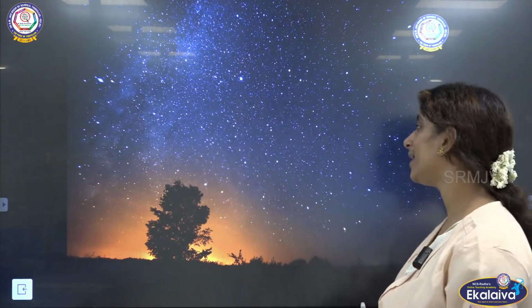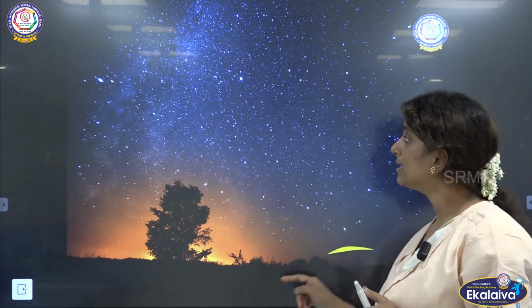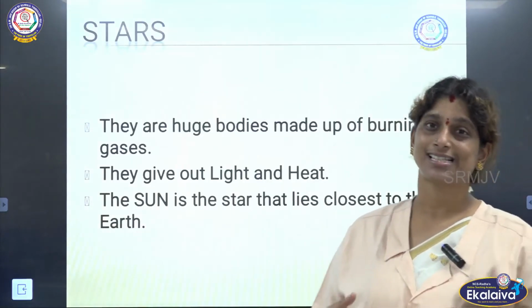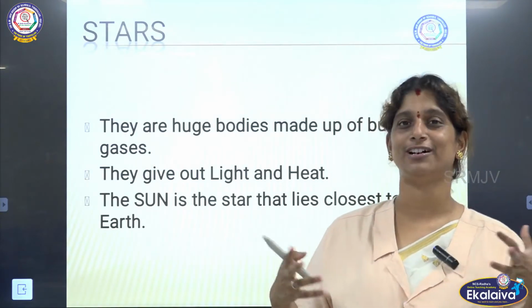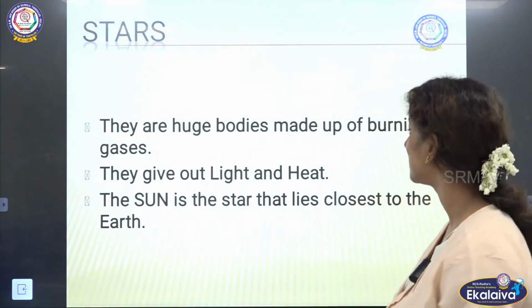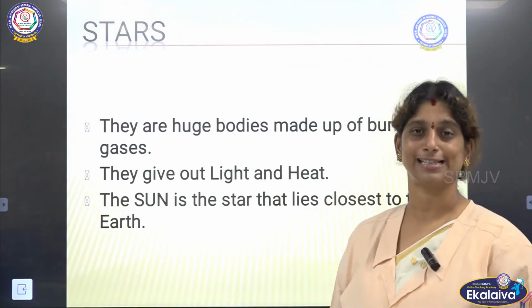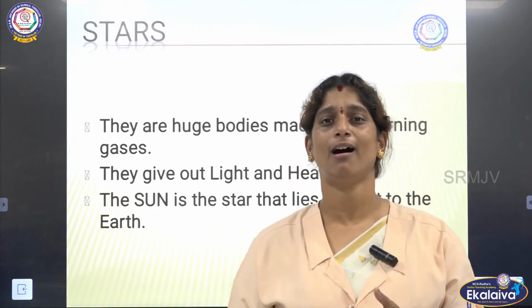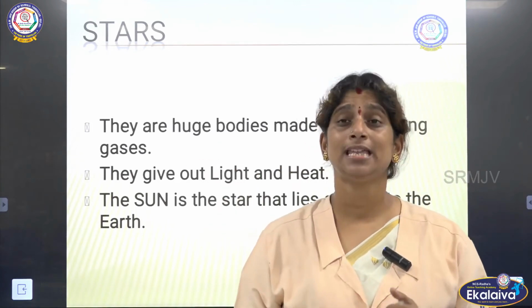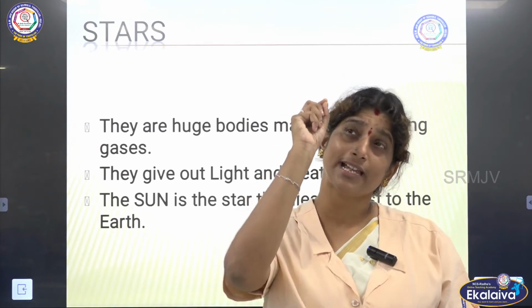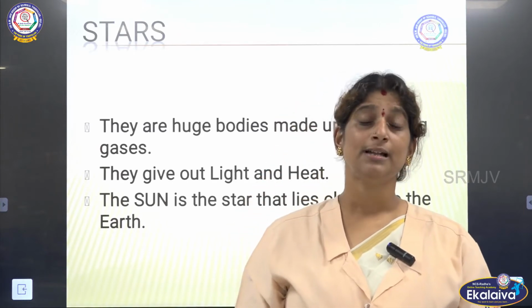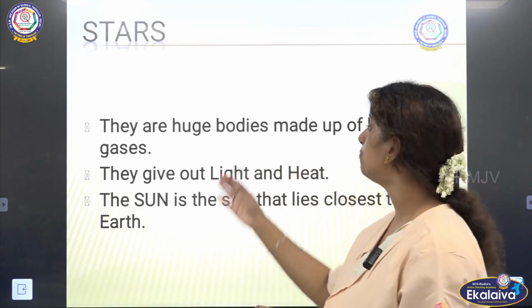So now we will see, can you see in this picture, what is it? Yes, it is all about stars. So let us have a quick introduction about stars. Stars, we usually see them in the night sky. Yes, in our childhood we would have recited a beautiful rhyme on stars. Fine. They are huge bodies made up of burning gases. From the earth, from our house, from our terrace, we see the stars which appear to be just like a very small dot, but they are very huge bodies.